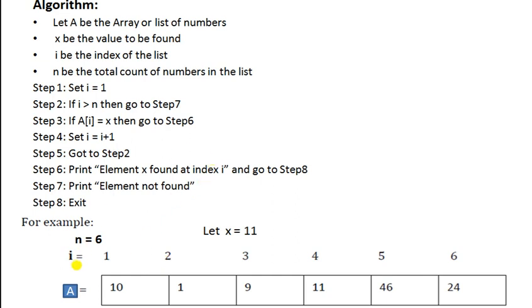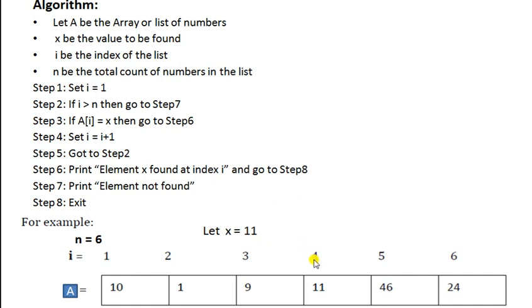A of 2 is equal to 1. Is 1 equal to 11? No. Increment I by 1, that is 3. I becomes 3 now. Go to step 2 again. Is 3 greater than 6? No. Step 3: if A of 3, that is 9, is 9 equal to 11? No. So, set I equal to I plus 1, that is 4.